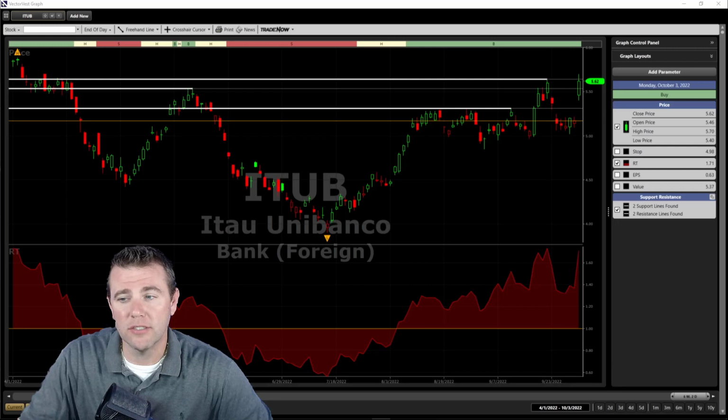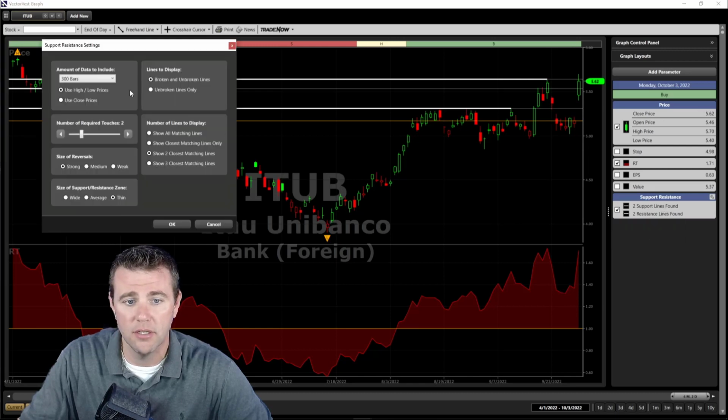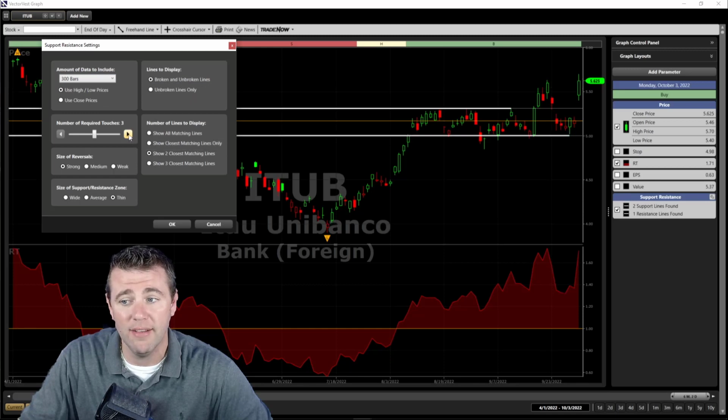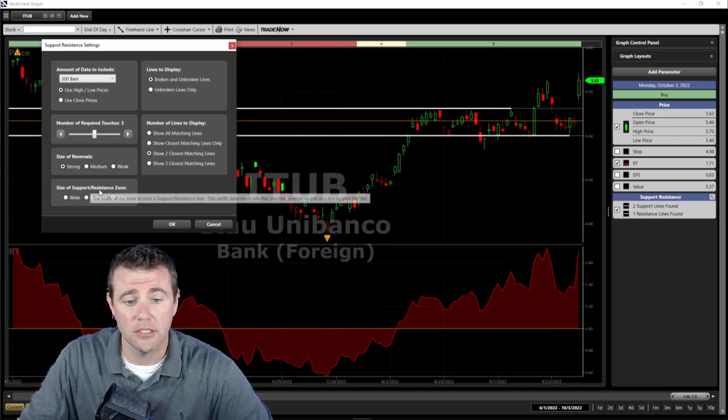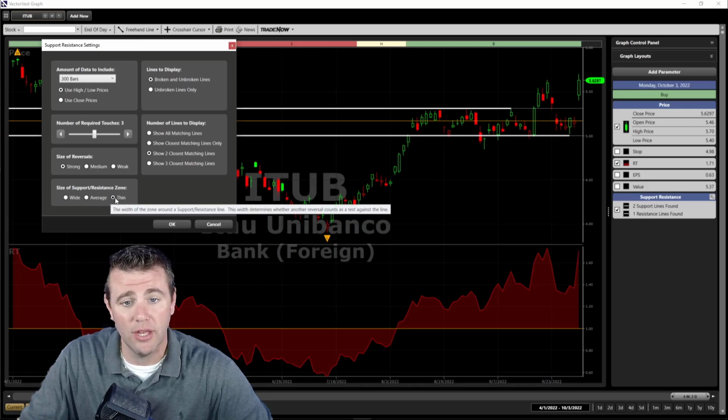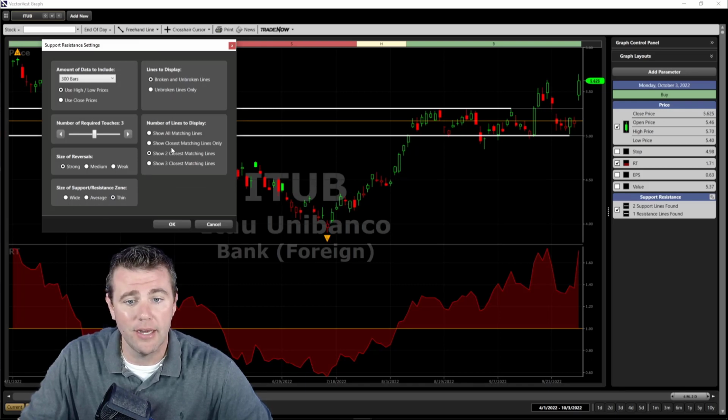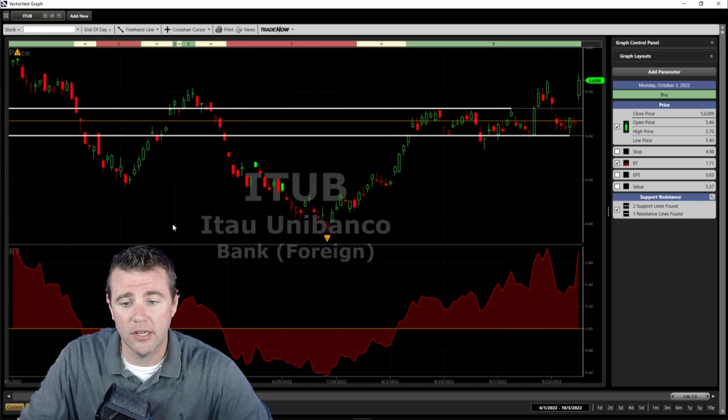So as always with VectorVest, once you put on support resistance, it'll automatically put those lines on the chart for you. Now, if you want to customize them, over on the right-hand side, you have the support resistance icon here. So you right-click on that and go to change the settings. And here we can see we're using 300 bars. We'll increase the number of touches required to 3 since that was part of the criteria we looked at. Then you can also set the size of the reversal from strong, medium, or weak, size of the support resistance zone from wide, average, or thin, unbroken or broken lines, and then number of lines you want to have displayed at any given time. So go ahead and say OK to this.